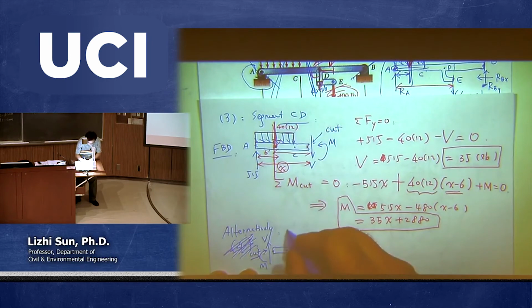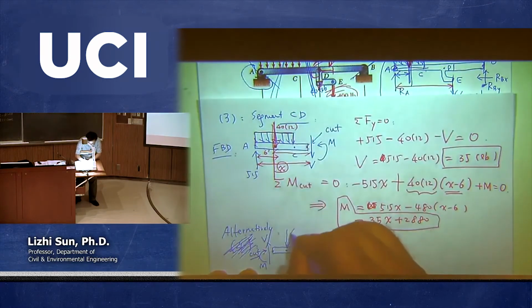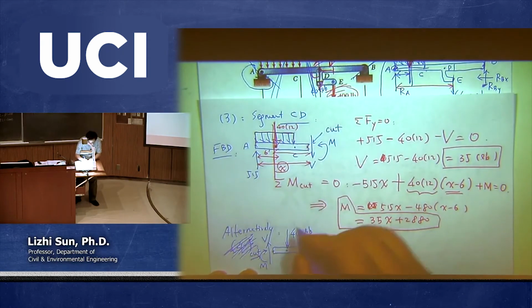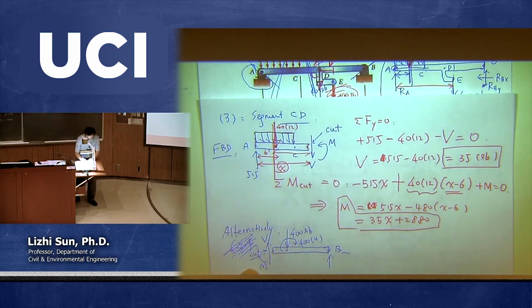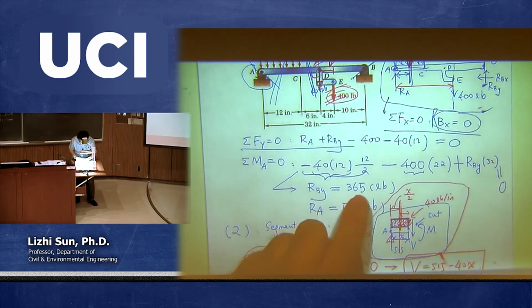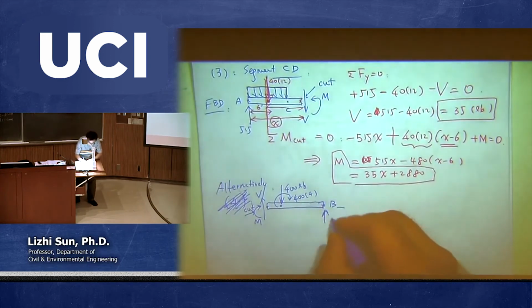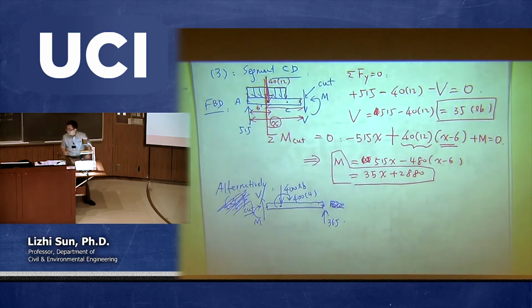At point B, we have two forces, right? One is 400 pounds. In addition, there is a moment at this point, which is 400 times 4. And this one is called RBY. What is RBY? RBY is 365. So let me put 365 here. Okay, so this is what I call the free body diagram if I pick the right side.